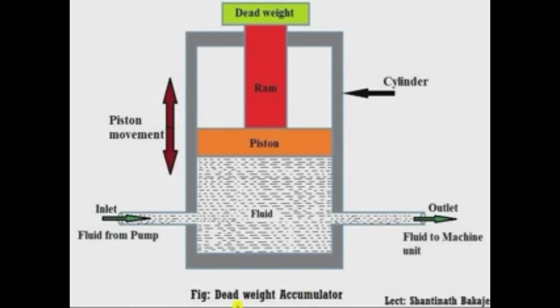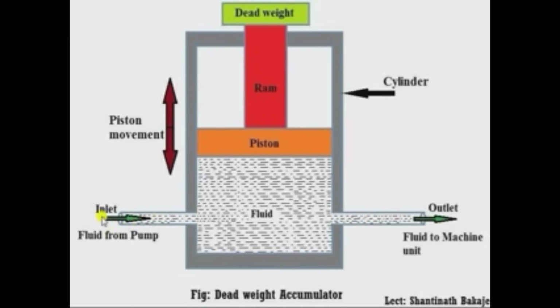Now let us discuss the construction and working of the dead weight accumulator. This figure shows the hydraulic dead weight accumulator, which has a cylinder containing a sliding piston and a ram. A dead weight is placed on the ram. This dead weight may be concrete, iron, steel or any other heavy material. It is placed above the ram.